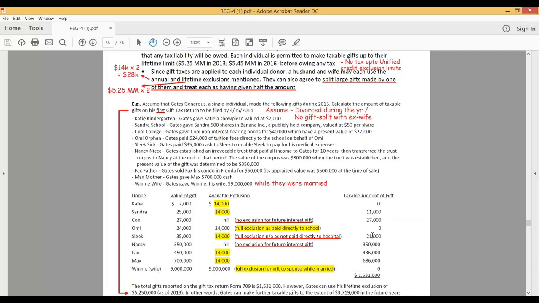If you look at Nancy, he's establishing an irrevocable trust, the corpus of which will be paid to her after 10 years, which means it's a future interest gift. So $350,000, which is its present value, is fully taxed.